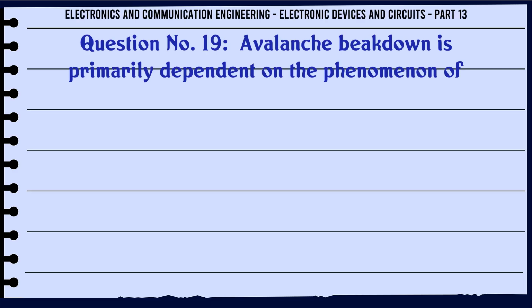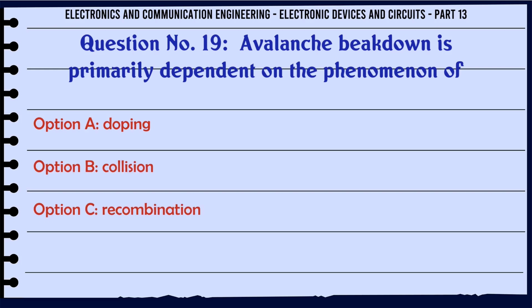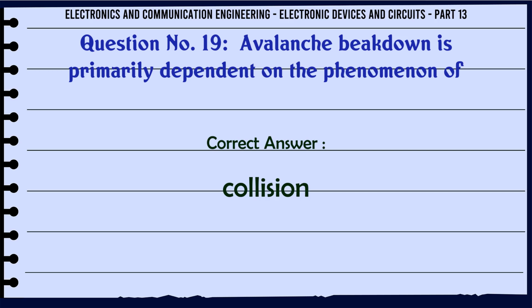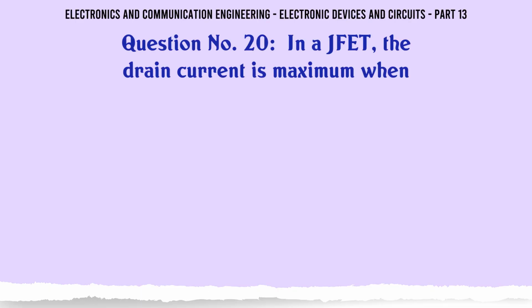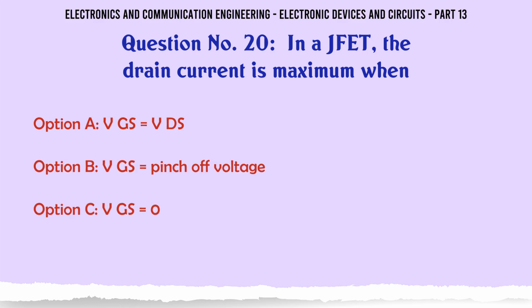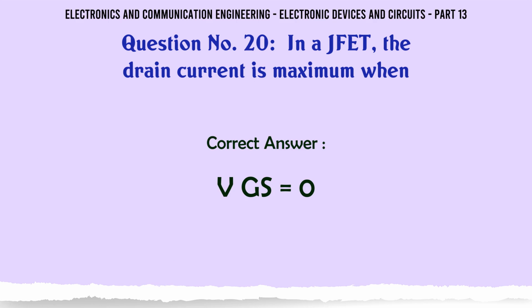Avalanche breakdown is primarily dependent on the phenomenon of: A. doping, B. collision, C. recombination, D. ionization. The correct answer is collision. In a JFET, the drain current is maximum when: A. VGS = VDS, B. VGS = pinch off voltage, C. VGS = 0, D. VGS is negative. The correct answer is VGS = 0.